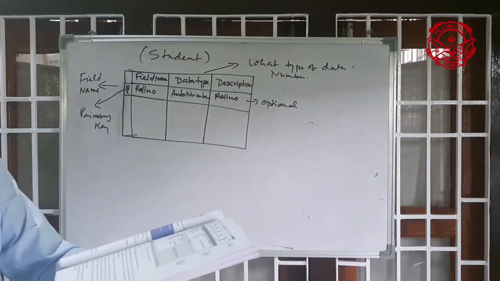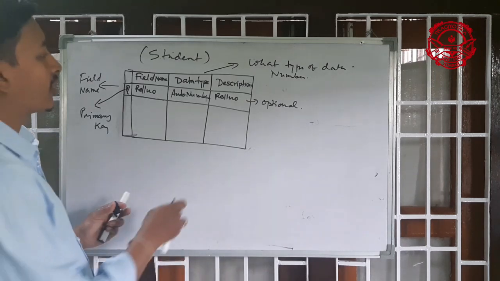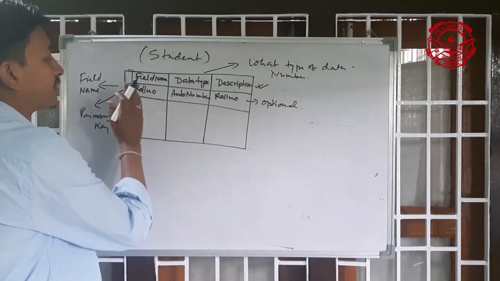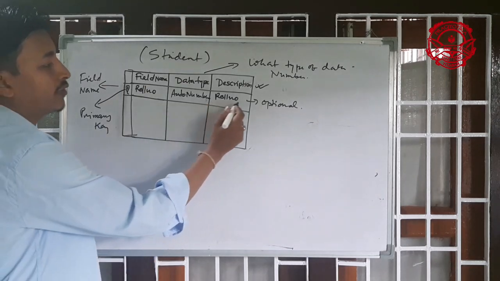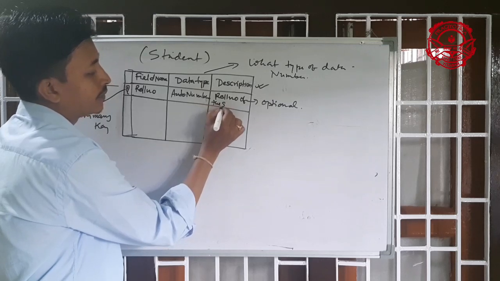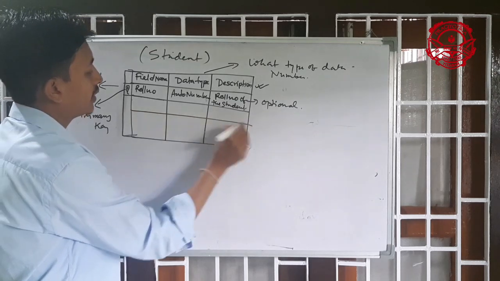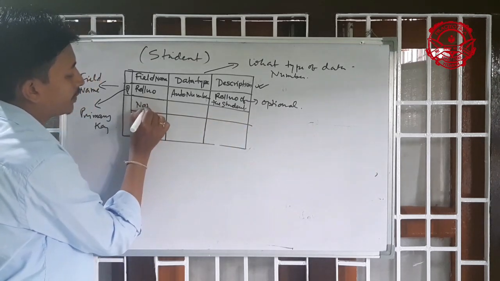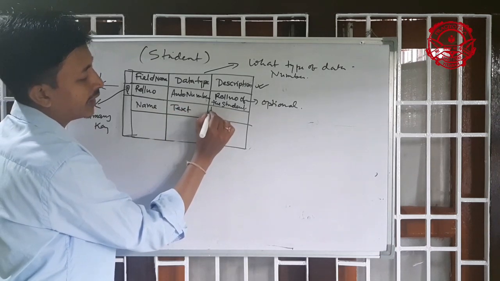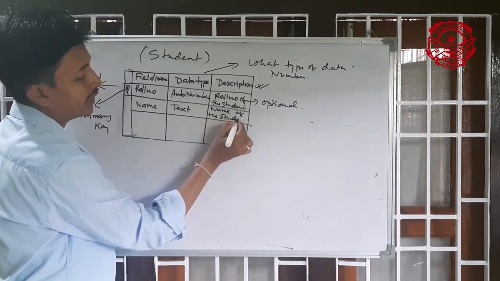Now the last thing is description. Description means what? This column contains a description of the field and it is optional. It gives the description of the field name. What is actually this field? It is a roll number. That's why I am writing here roll number of the student. For example, next, name. It is text, and you can write in the description name of the student.